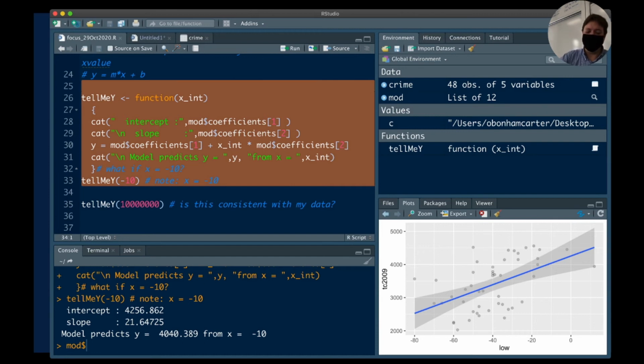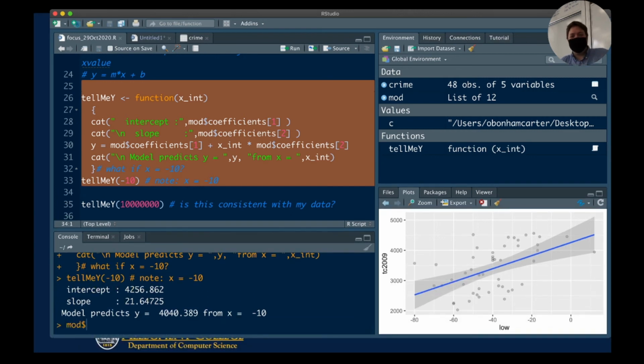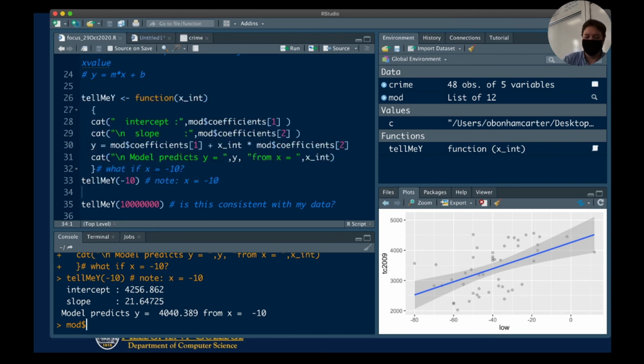But if you are interested, I do ask you to spend some time. Go to your notes, go online, look around. Actually spend some time reading up on regression models, because there's a lot going on there, and they're everywhere. Anyway, so I have this "tell me why."